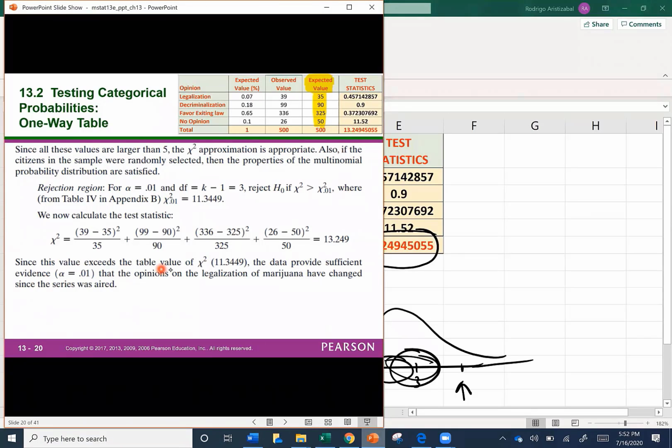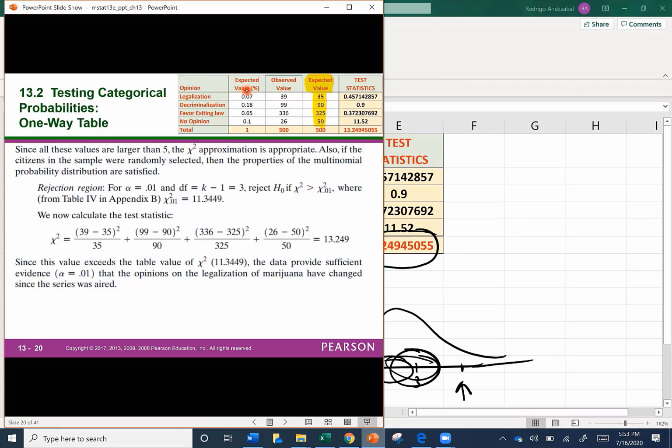Since the test statistic exceeds the table value 11.34, the data provides sufficient evidence at alpha 0.01 that the opinion on legalization of marijuana has changed since the jury was aired. That is our conclusion. It's very easy, and that is the best way, for me, that you can show your work using Excel.